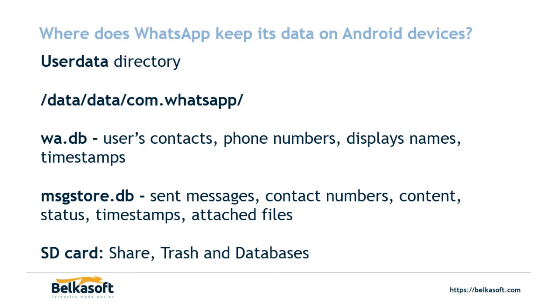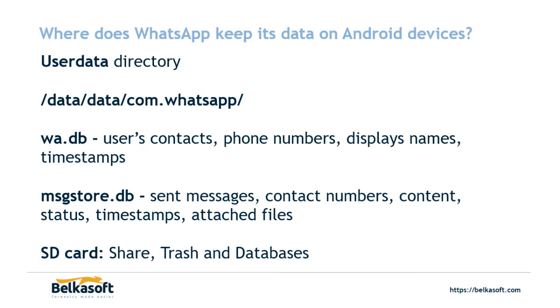One more thing to mention is that WhatsApp can store artifacts on an SD card. It happens when space on a smartphone's memory is limited. In this case, you will find a WhatsApp folder on the SD card's root directory. In that folder, you will see the Share, Trash, and Databases subfolders. Share stores copies of files sent to other WhatsApp users. Trash keeps deleted files, and Databases stores encrypted backup copies. And that's it for WhatsApp on Android.